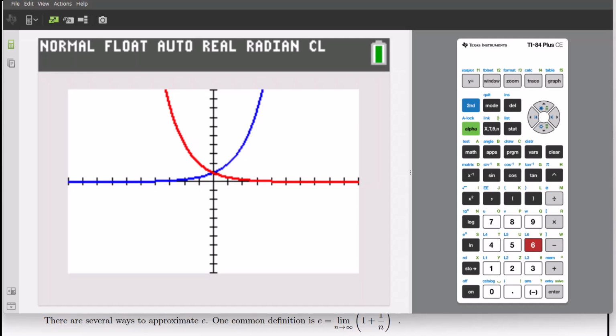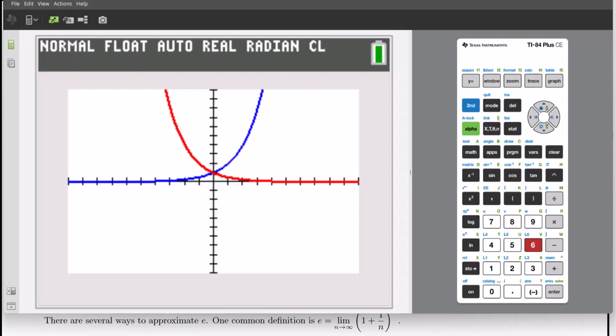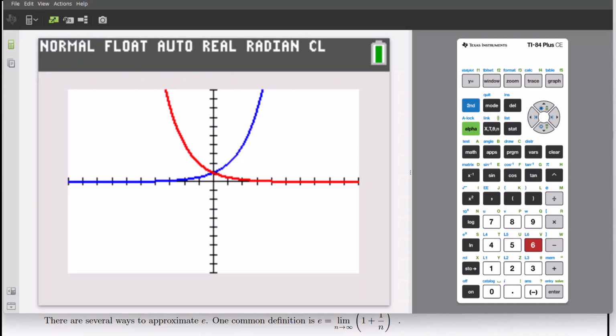And as you can see, the graph is doing exactly what we expected. By the way, you can click on trace and trace some of these values. So for example, notice how (0, 1) is on both graphs. It's on the blue graph and also on the red graph. This is what we expected.